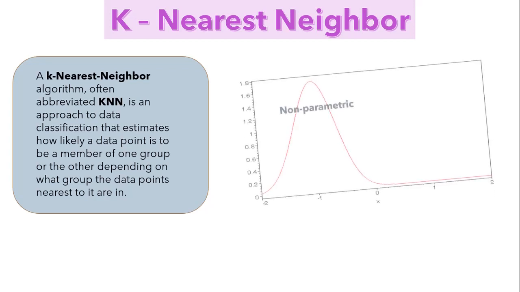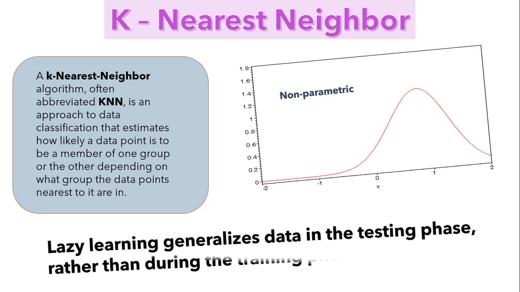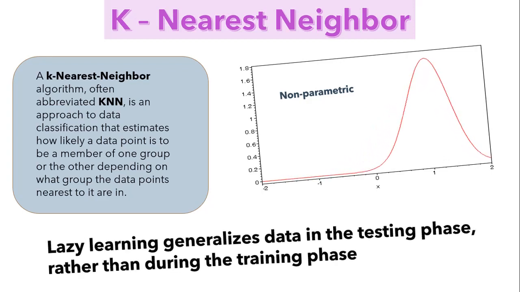Like KNN is non-parametric. That means it doesn't make any assumptions about the probability distribution of the input. Then KNN is a type of lazy learning, which is a learning method that generalizes the data in the testing phase rather than during the training phase.